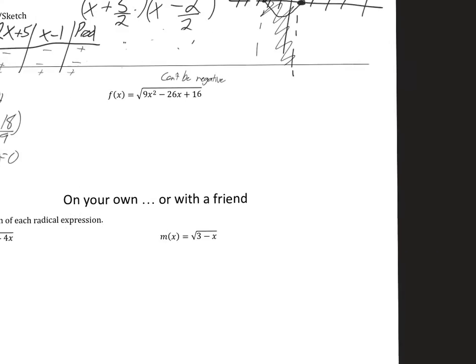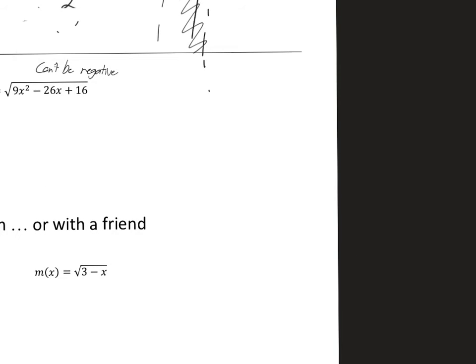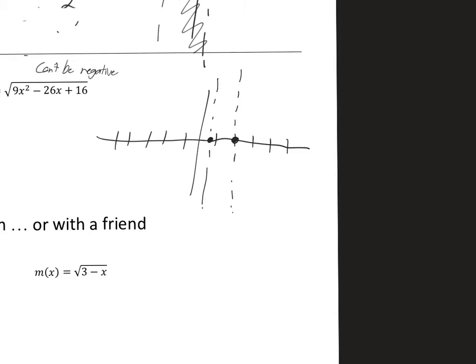So I'm going to go ahead and draw that just over here somewhere. Looking over here, we said our zeros were at 8/9 and 2. So 1, 2, 3, 4, 5. Okay, so 8/9, that's somewhere right there. I'm going to draw a dashed line going up, dashed line going down. Then 2, I'm going to put a dot there, dashed line going up, dashed line going down.